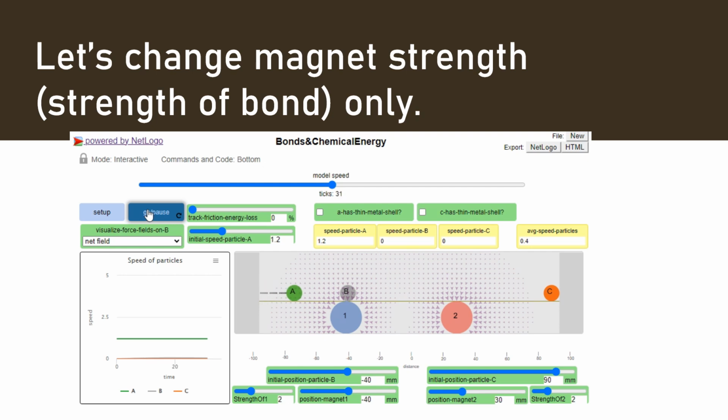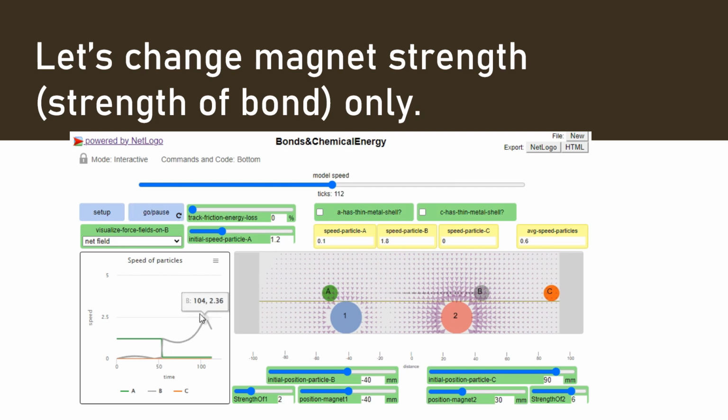Here is when they're both set at a strength of 2. There was the collision, the bond breaking. There's the bond forming. Okay. Now let's change the strength to 4, okay? And here comes our particle A, collision, bond breaks, bond forms, okay? Let's change the strength here to 6. Okay, here comes particle A, bond breaking, and bond forming.